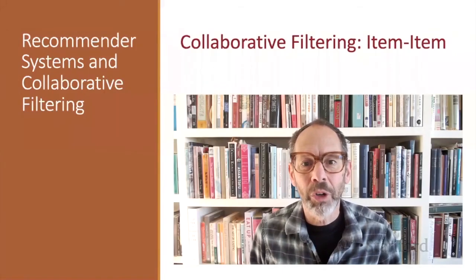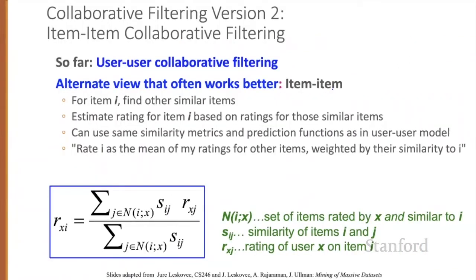Let's now see a different version of collaborative filtering called item-item. The user-user collaborative filtering algorithm we saw recommended items that other users who are like you also liked. An alternative view that often works better is called item-item collaborative filtering. Here, we recommend items that are like items that you like.